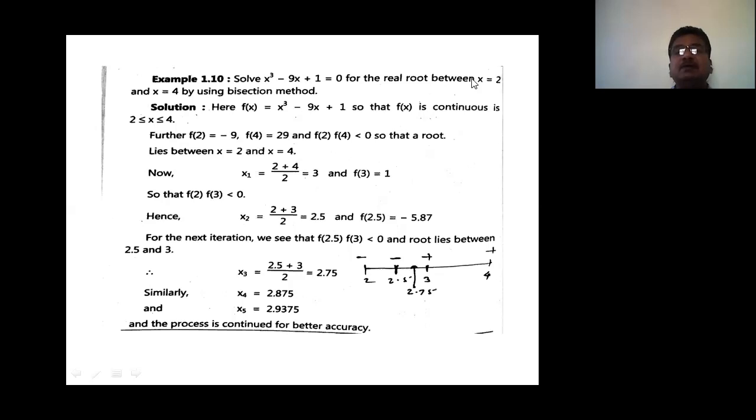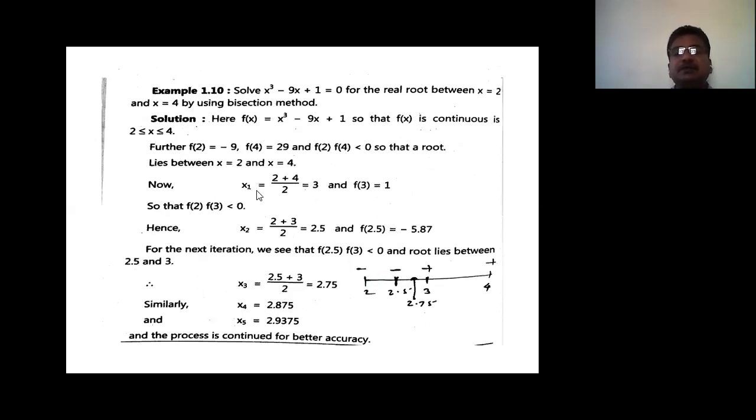The reason the root lies between 2 and 4 is that at 2 the value of f(x) is negative and at 4 the value of f(x) is positive. Therefore f of 2 into f of 4 is less than 0, because one number is positive and one is negative, so their product is negative. So by the root location theorem, the root lies between 2 and 4. So a is 2 and b is 4. In the diagram, at 2 the value of f(x) is negative, and at 4 the value is positive.